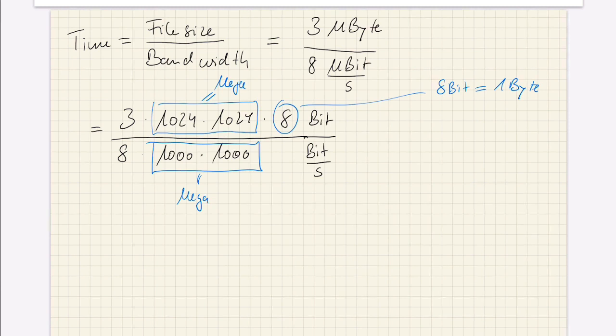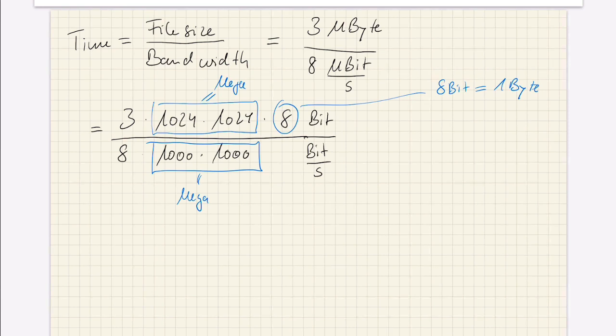I know that's confusing, so please remember, if we talk about file size, we do have byte, and we have kilo, mega as 1024, 1024 times 1024, and so on. If we have bandwidth or anything else, we have bit per second, but we talk about bit and not byte per second, and the factor kilo is 1000 and mega is 1000 times 1000, and so on.